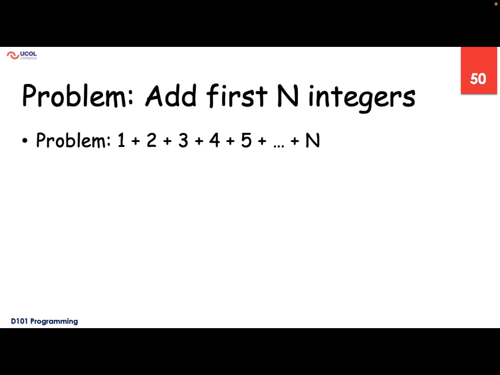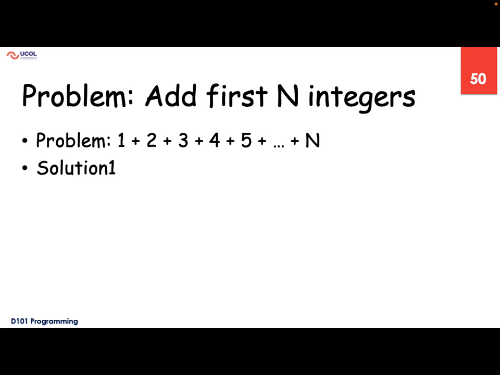So the first problem: add the first n integers: 1 plus 2 plus 3 plus 4 plus 5 plus 6 plus 7. But how can we solve it? Any thoughts? Right. For example, I say that n is 10. So you say sum is equal to 0, sum plus equal to 1, sum plus equal to 1, sum plus equal to 1, sum plus equal to 1. You are adding 1 all the time. And then you write that statement 10 times, and then you will get the sum.